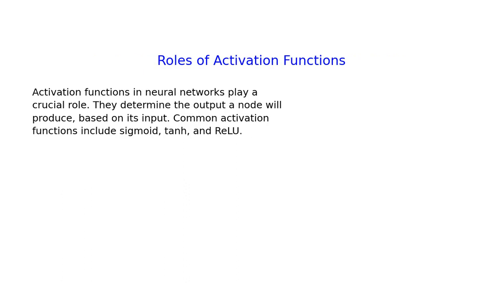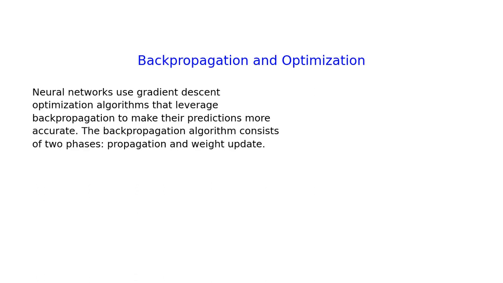They determine the output a node will produce based on its input. Common activation functions include sigmoid, tanh, and ReLU. Neural networks use gradient descent optimization algorithms that leverage backpropagation to make their predictions more accurate. The backpropagation algorithm consists of two phases: propagation and weight update.